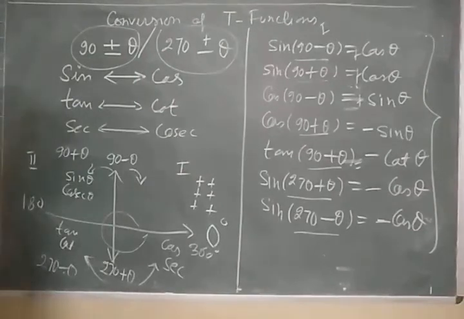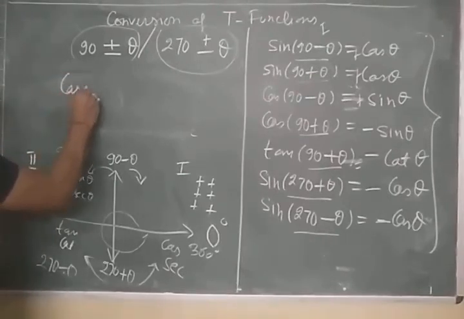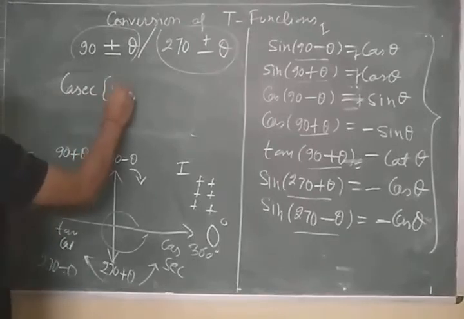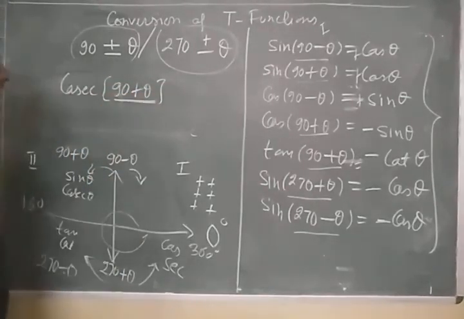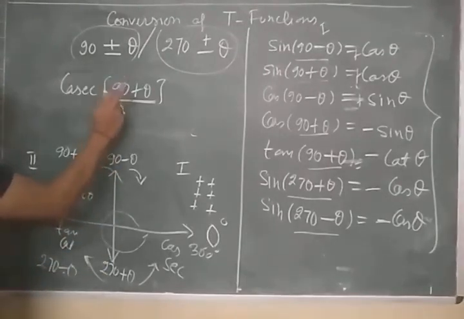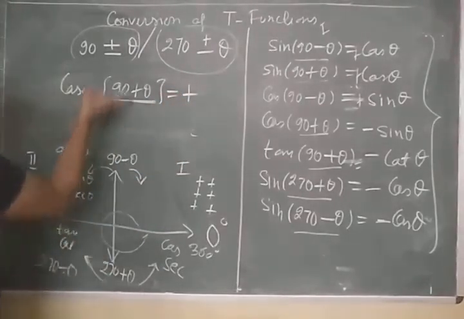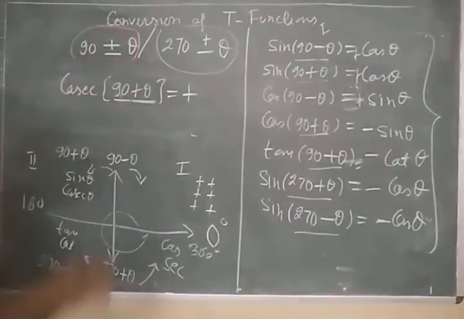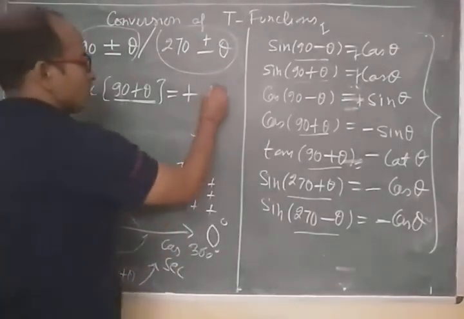So let me randomly ask you one question: what will be the value of cosecant 90 plus theta? First you will see this is the second quadrant. In the second quadrant, cosecant and sine are both positive, so the answer will be positive. But according to the 90 plus or 90 minus rule, cosec will convert into sec. The answer will be plus secant theta.